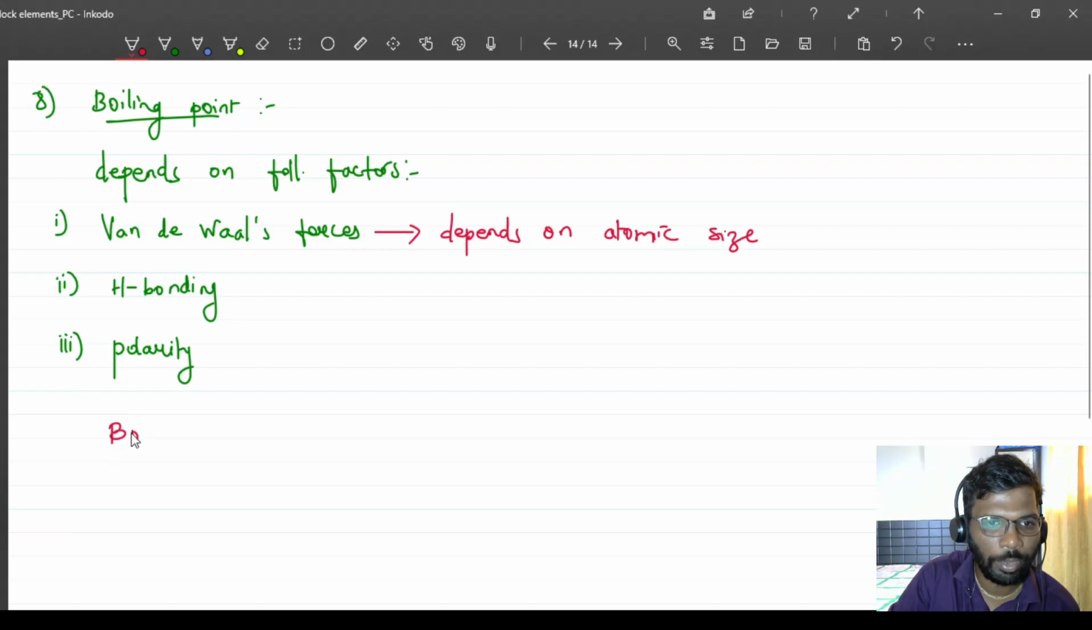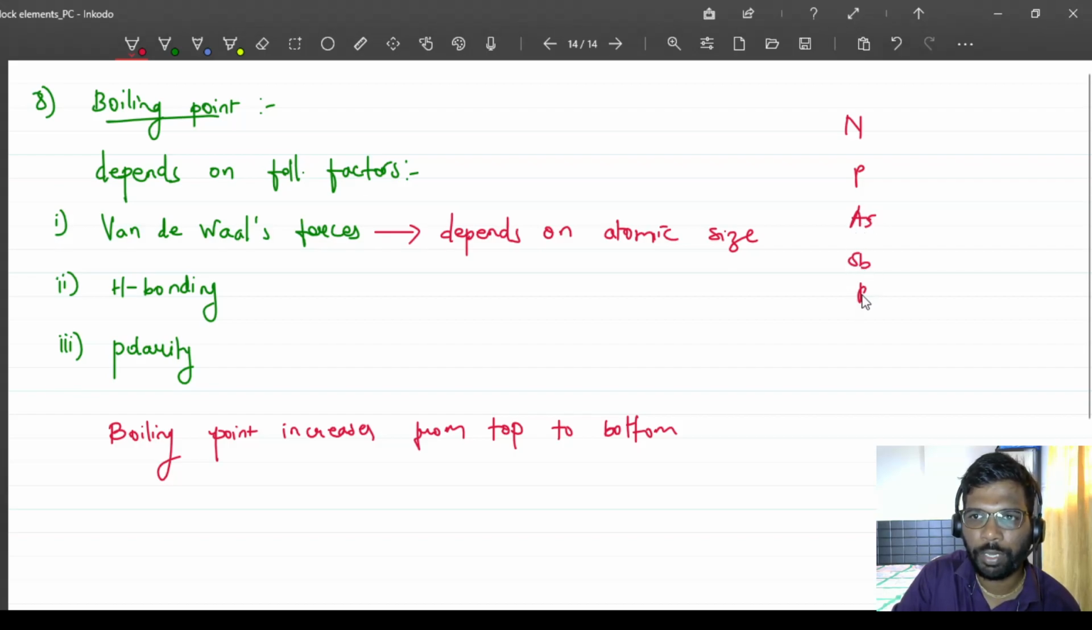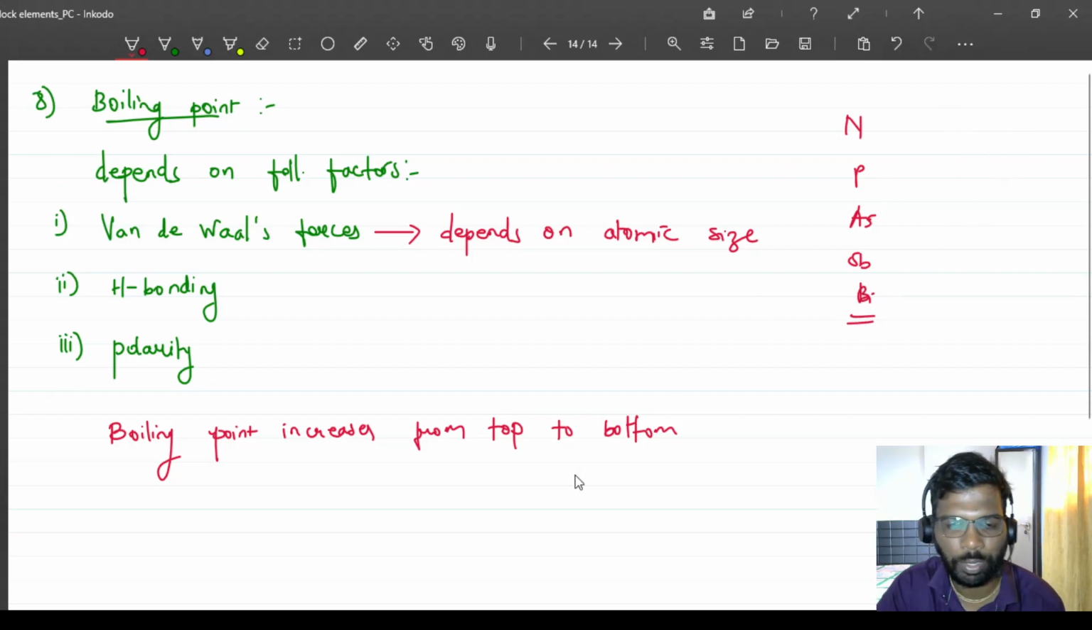So boiling point increases from top to bottom. Means if you compare nitrogen, phosphorus, arsenic, antimony and bismuth, then bismuth will have the highest boiling point compared to the other elements of the group.